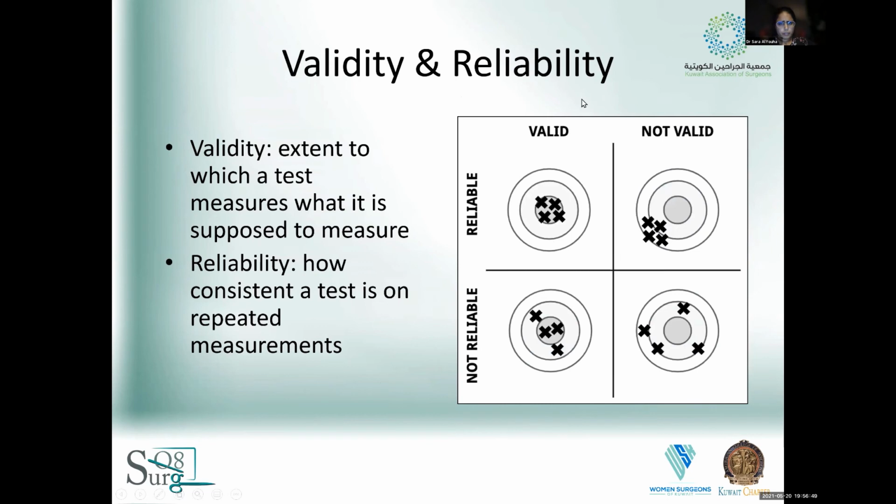So what is validity and reliability, which we just mentioned? Validity is the extent to which a test measures what it's supposed to measure. This is the classic bullseye diagram you can see in all your medical textbooks. So valid is how good are you at hitting the bullseye, basically. Reliability is how consistent is that test if I keep on repeating it. So you might miss the bullseye, but at least you're reliable. You keep hitting the same points, okay?